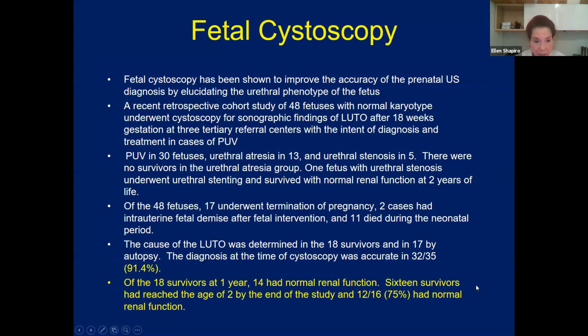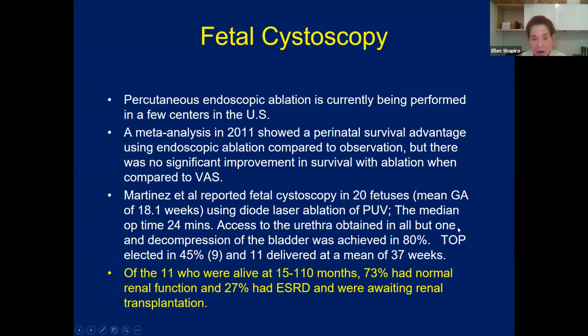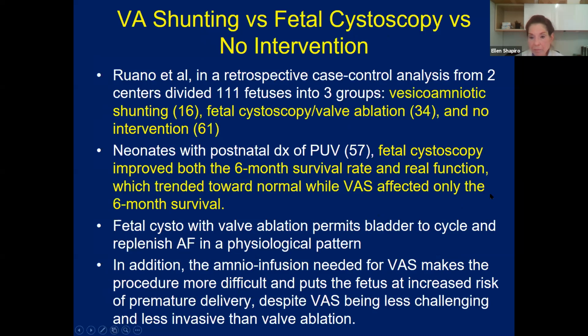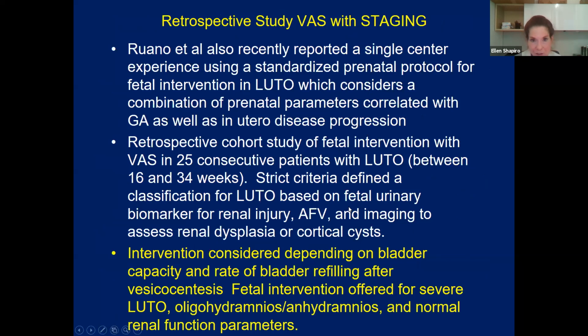Fetal endoscopy has been a plus. They are now able to do this with expertise, and it really helps with the determination of the phenotype, so you know if you're dealing with a valve or not. So that's one important issue. It has been shown that fetal endoscopic ablation probably has a little edge, not only on survival rate as VAS does, but it also may have an edge on renal function, when the original studies were looked at.